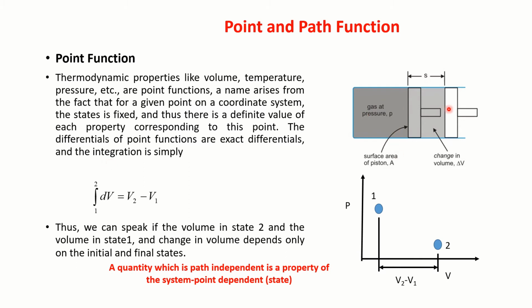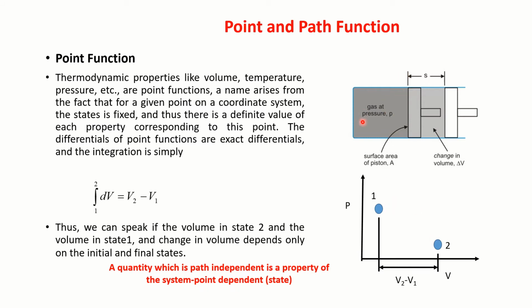So what is the change in volume when the system has undergone a change of state from state 1 to state 2? I can simply write the integral of dV, a definite integral from 1 to 2 of dV, which is V2 minus V1. So a quantity which is path independent is a property of the system. It is point dependent.